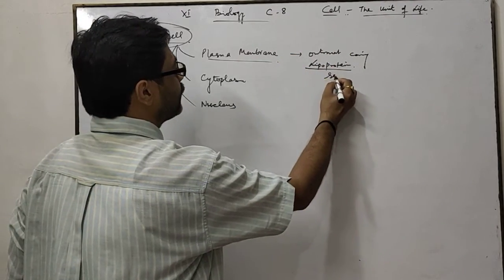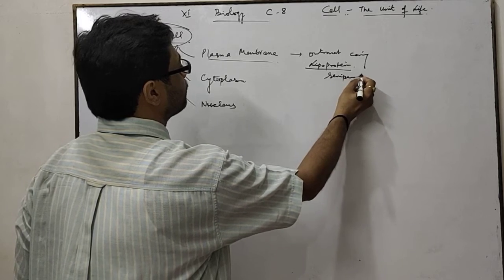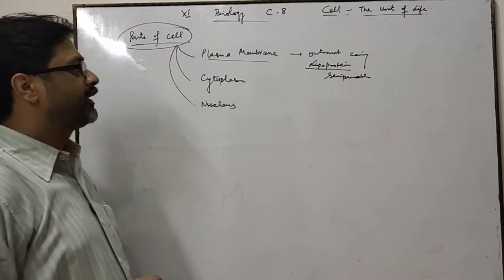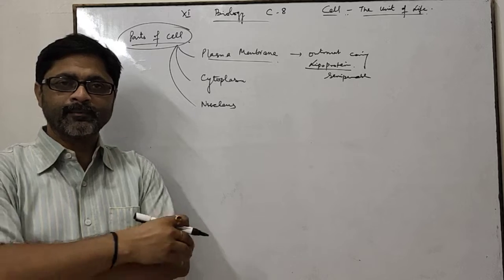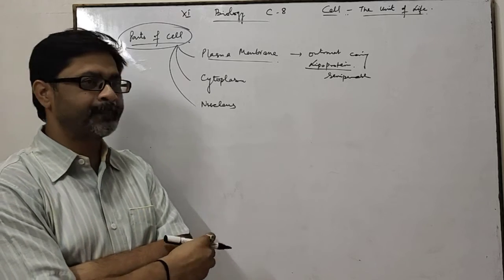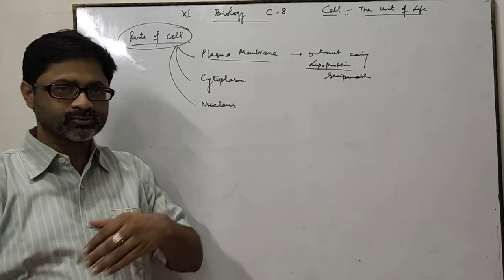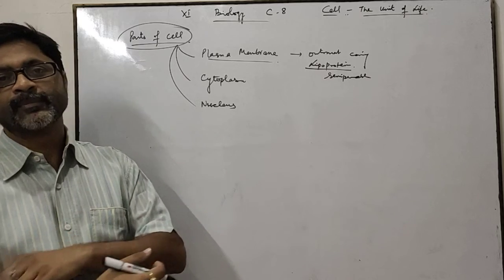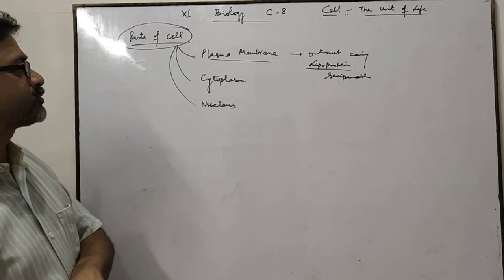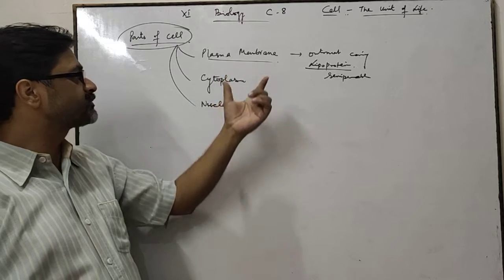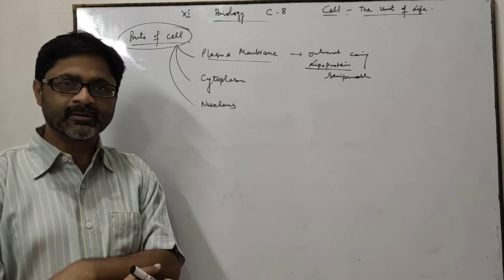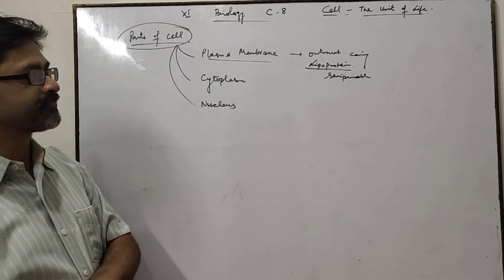Plasma membrane is outermost covering and made up of lipoprotein. It is semi-permeable in nature, means it can pass some chemical compounds through it but prevents all the other chemical compounds from passing through it. Plasma membrane helps in diffusion as well as osmosis.